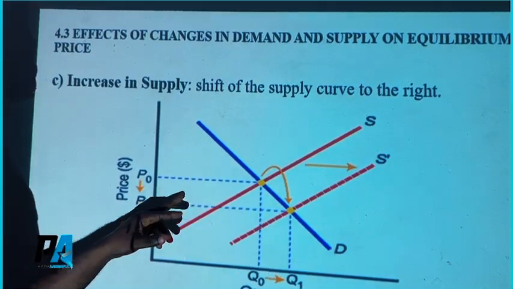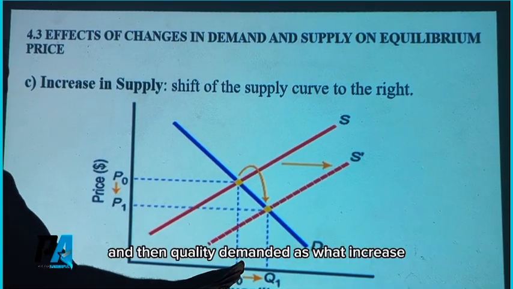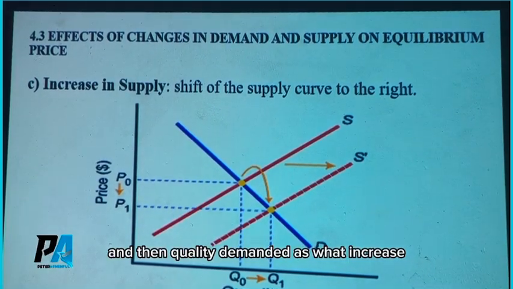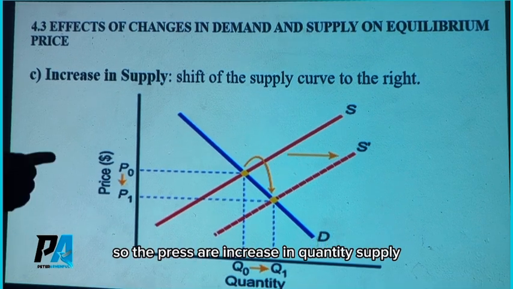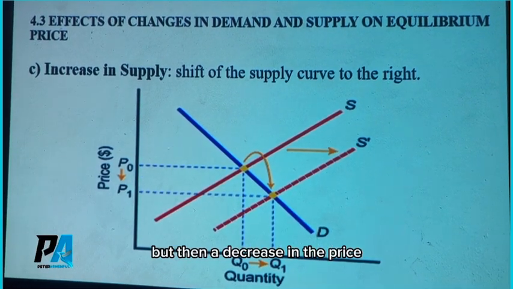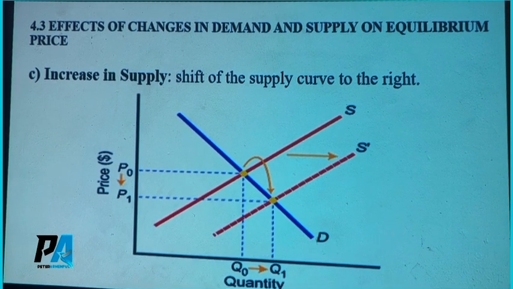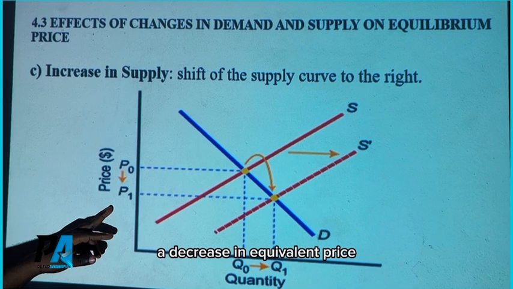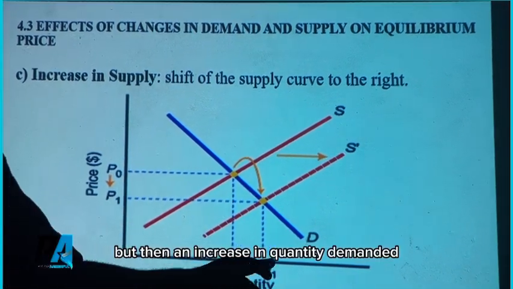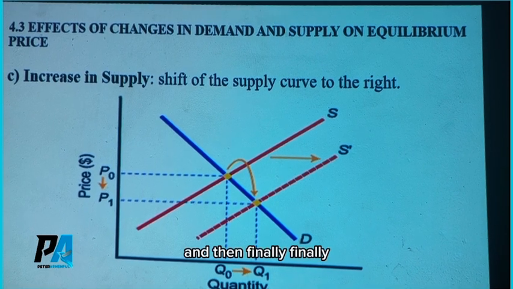As a result, the equilibrium price has fallen. And then, quantity demanded has increased. So the effects are increase in quantity supplied, but then a decrease in the price. So an increase in supply leads to a decrease in equilibrium price, but then an increase in quantity demanded.